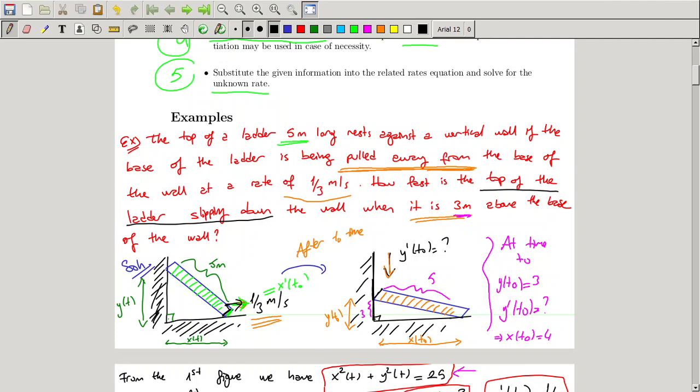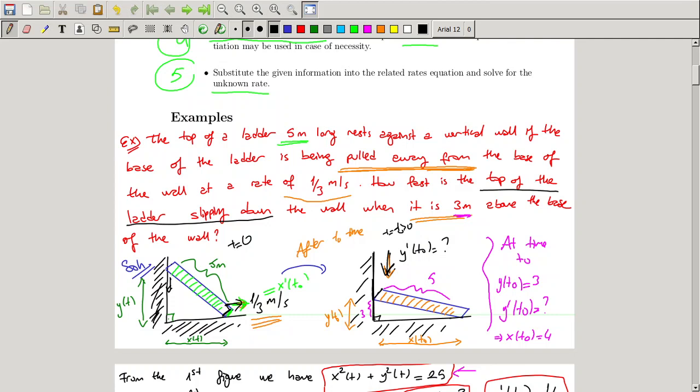So the question asks about the top of the ladder. The top is here, so if you pull the base away from here, the top will be falling down in this direction. So I sketch it here indeed, when it is 3 meters above the base of the wall. Our first sketch is the t = 0 case, and the second is at t = t0, at some time t0 which is greater than 0.